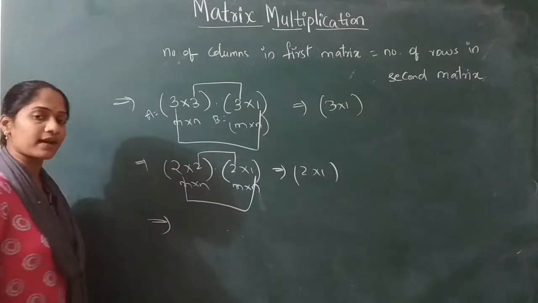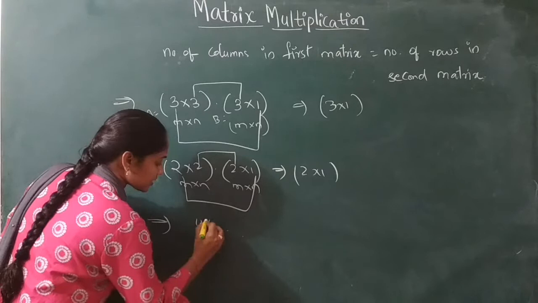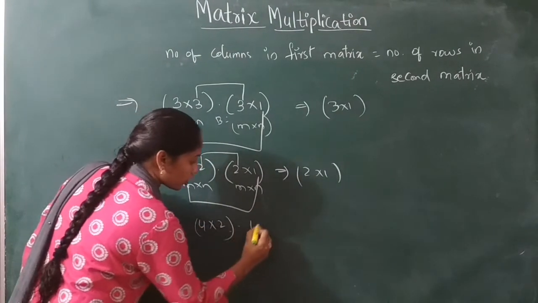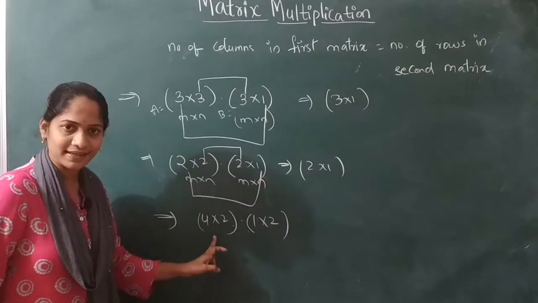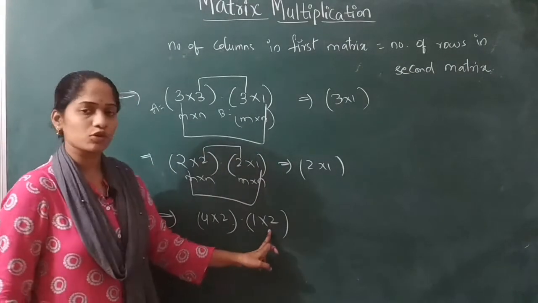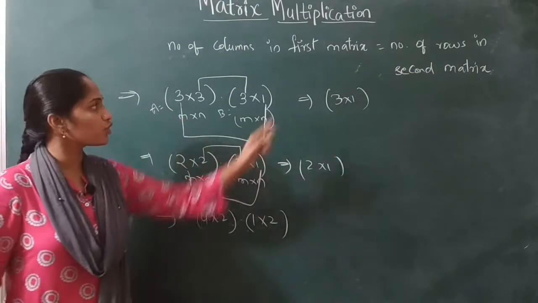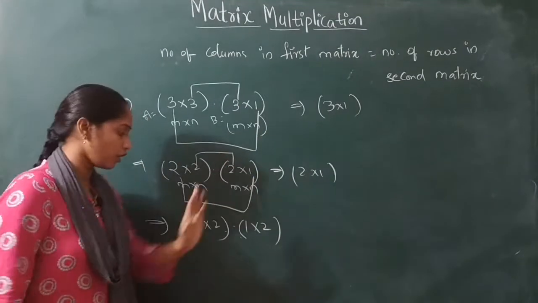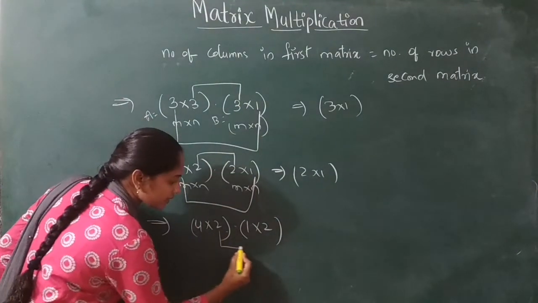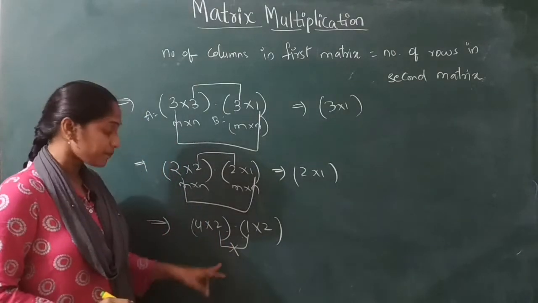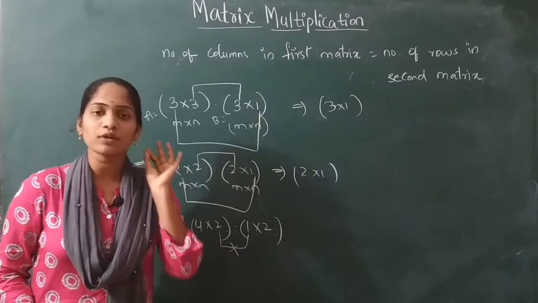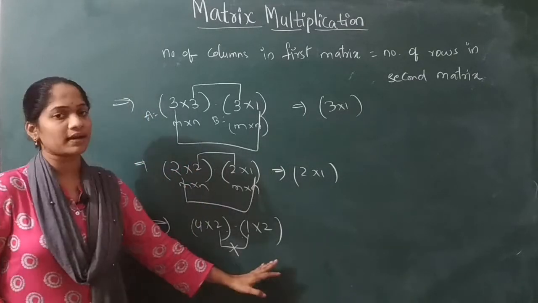Now I am taking another example, 4 cross 2 dot 1 cross 2. So this is the order of matrix A, and this is the order of matrix B. Now what you have to check is whether the number of columns of the first equals the number of rows of the second or not. Here this is 2 and this is 1, which is not possible. So what I am telling here is that it is impossible to multiply these two matrices of these orders.